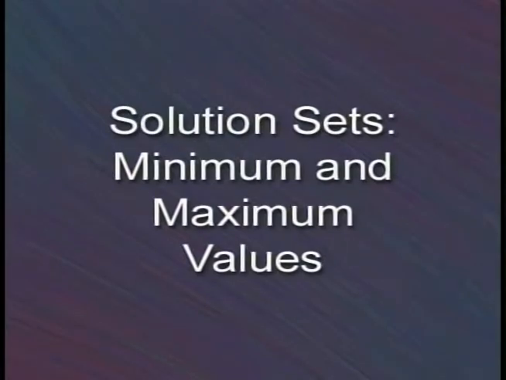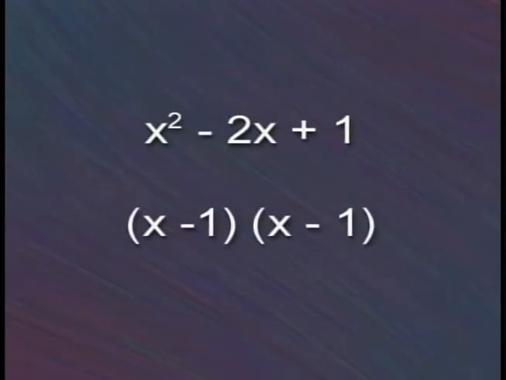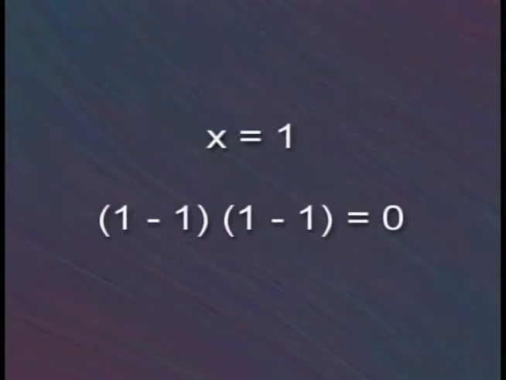Problem 48. For what values of x is x squared minus 2x plus 1 positive? One way to approach this problem is to factor this expression into x minus 1 times x minus 1. Looking at these factors and glancing at the answer options, we can see that substituting 1 gives us an answer of 0. So this expression is not positive using the number 1.